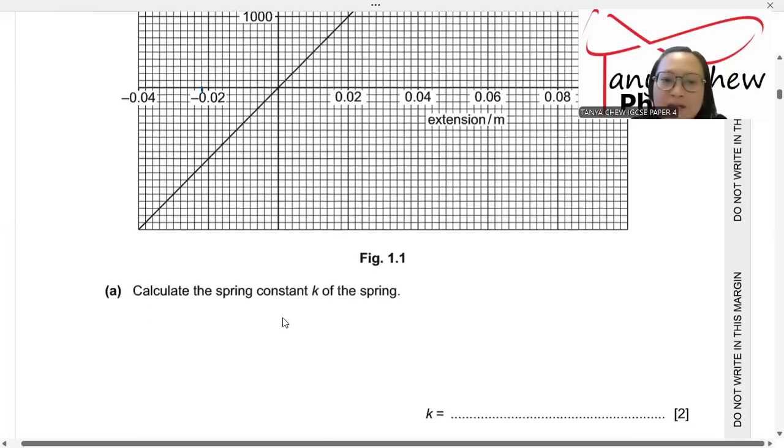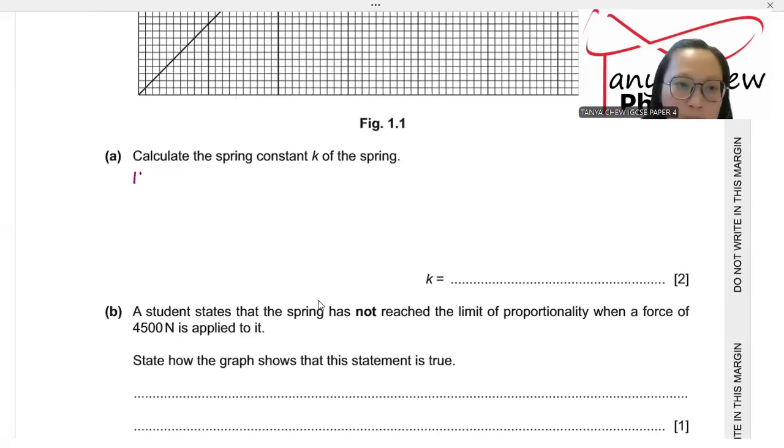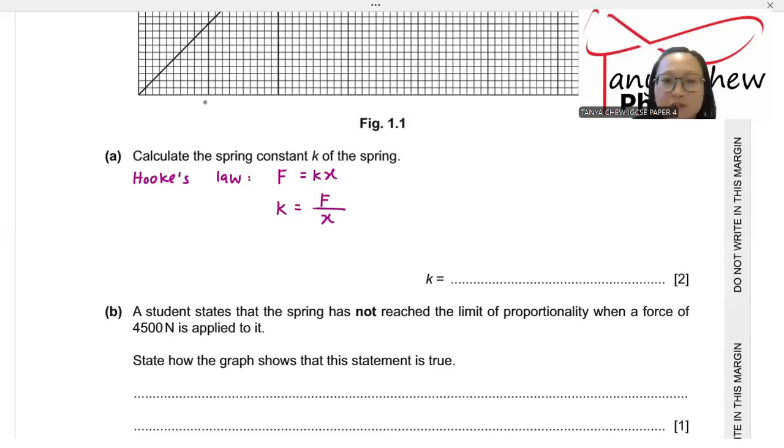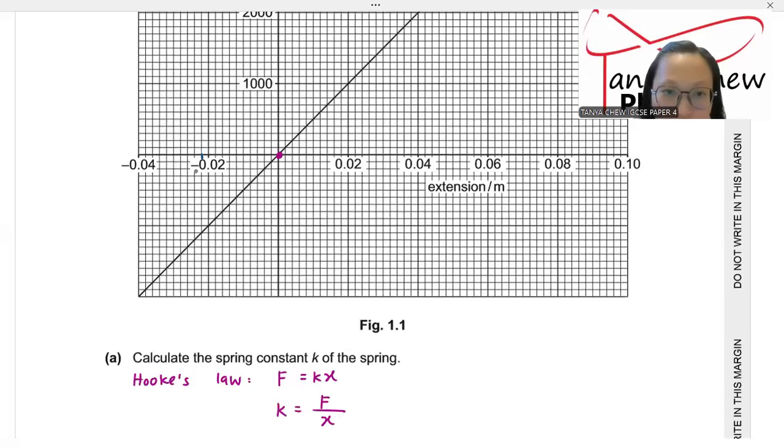First one, A, calculate the spring constant k of the spring. So if you remember Hooke's law, F equals kx. Then k is called the spring constant, which is equal to F over x. Since this is a straight line graph that starts from the origin, whether you find the gradient of the graph or you just find the ratio of force to extension, you will end up getting the same answer, because force is directly proportional to extension. Because we start our graph at the origin, you can use one of the coordinates.